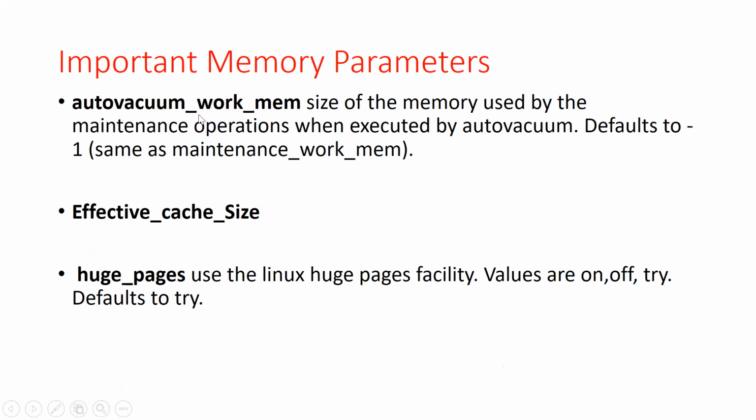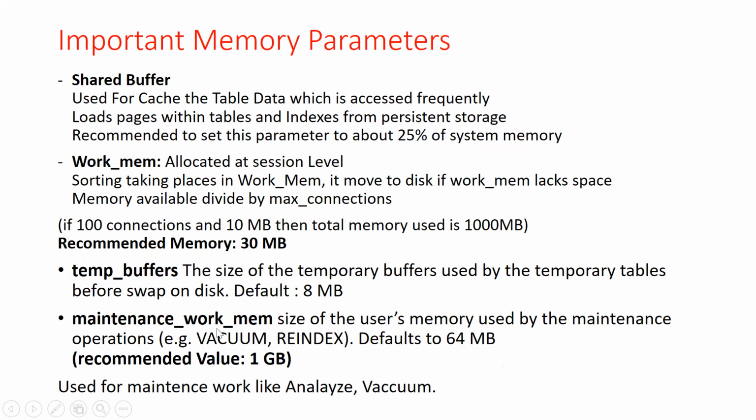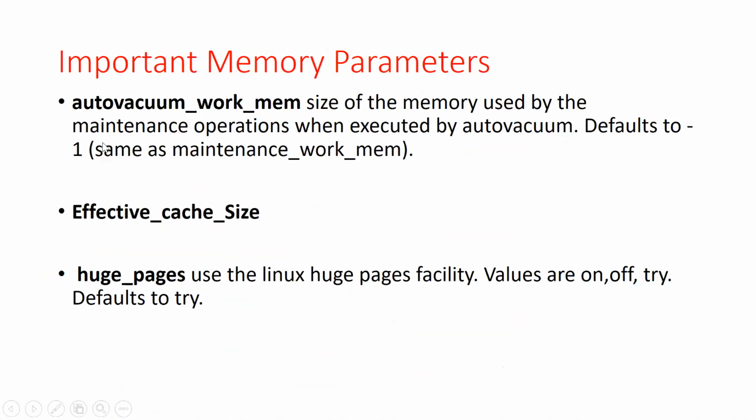So this is another parameter, autovacuum work memory. Maintenance work memory is for all vacuuming and reindexing. This one is only for auto vacuum. By default it is equal to maintenance work memory. If you want more size for auto vacuum, you can increase it here.